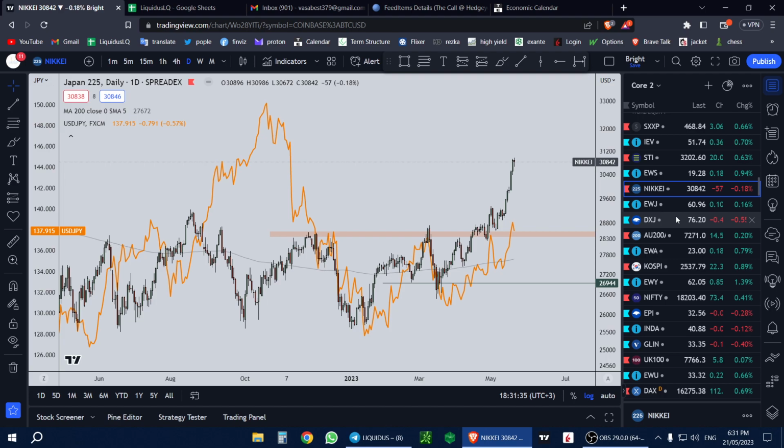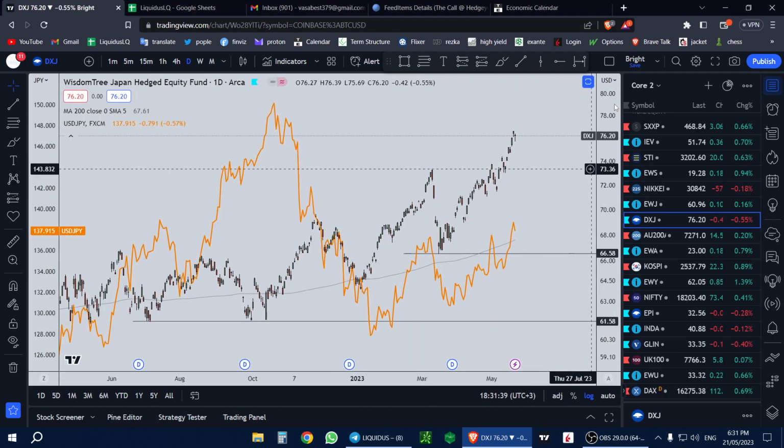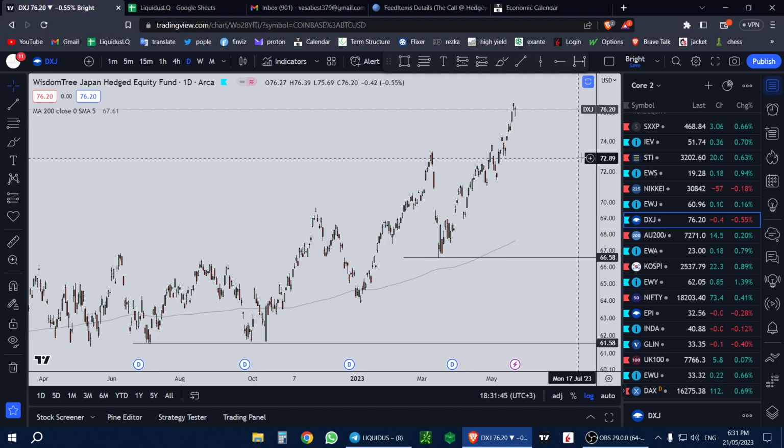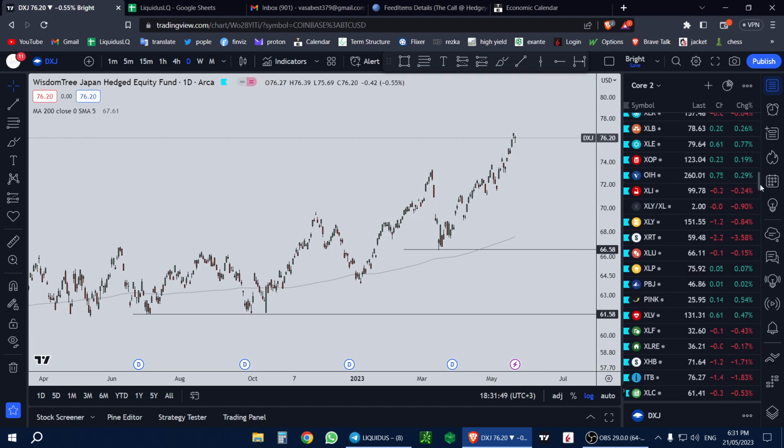If you want to play that somehow, the best way to play that is DXJ. That's if you want to trade that in US dollars. EWJ, DXJ. These are the ETFs. Okay, let's stop with that.